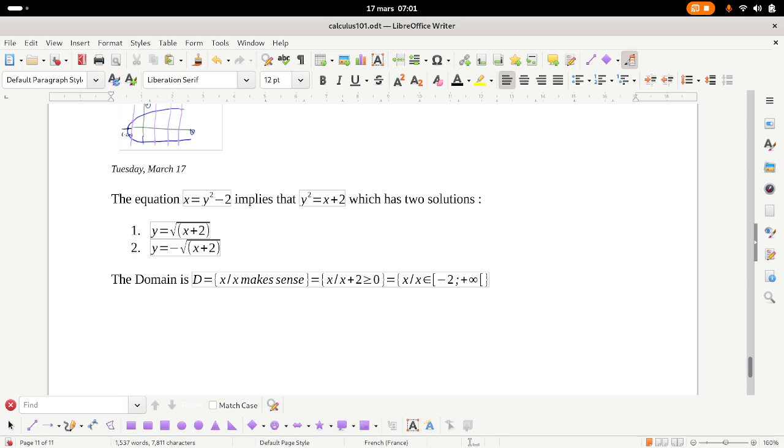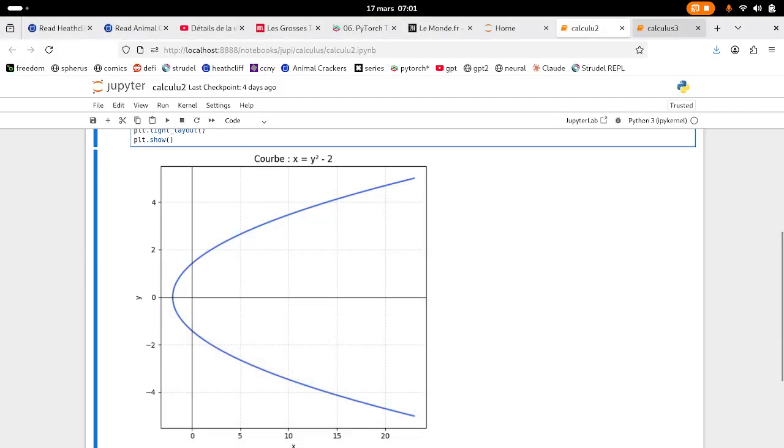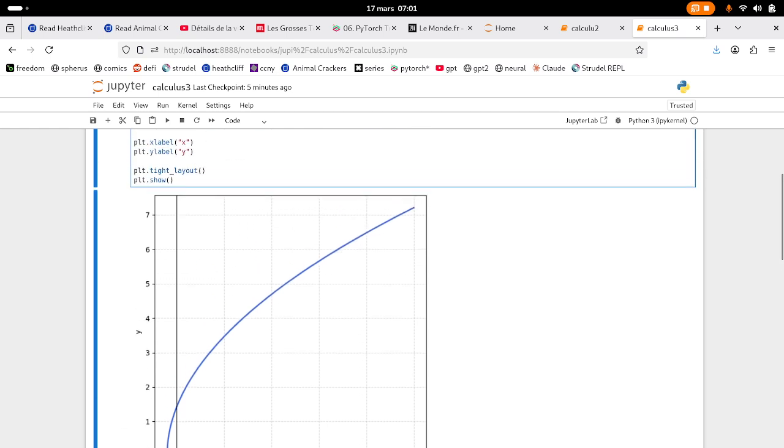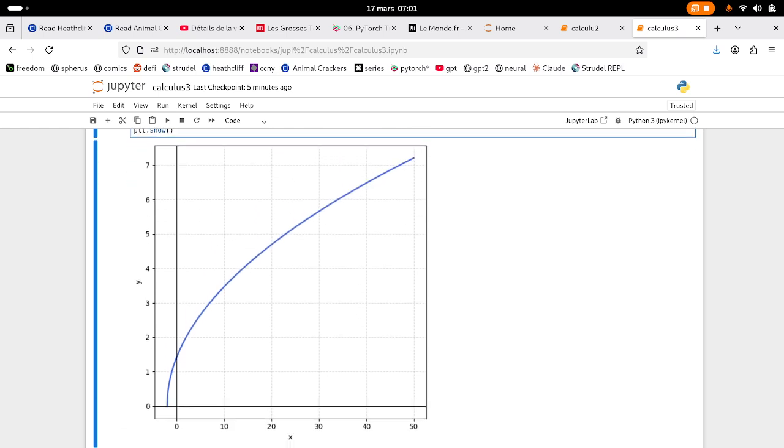First one, first graph: it is the upper parabola. So if I do it with matplotlib with this snippet, x goes from minus 2 to 50, for example, and y equals the square root of x plus 2, and I have this half parabola.